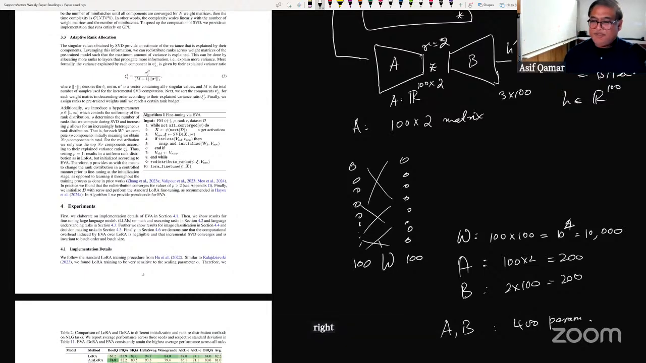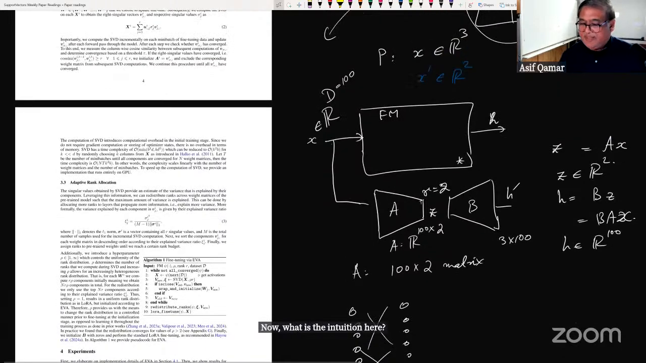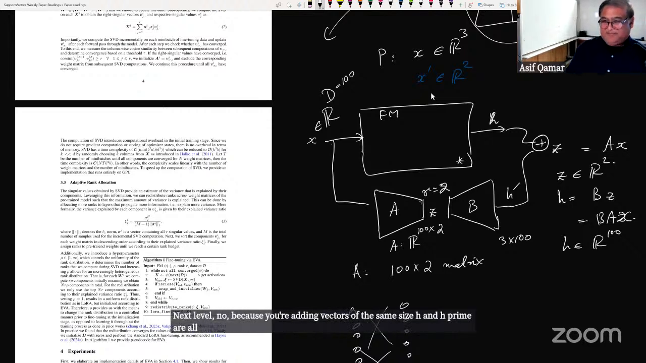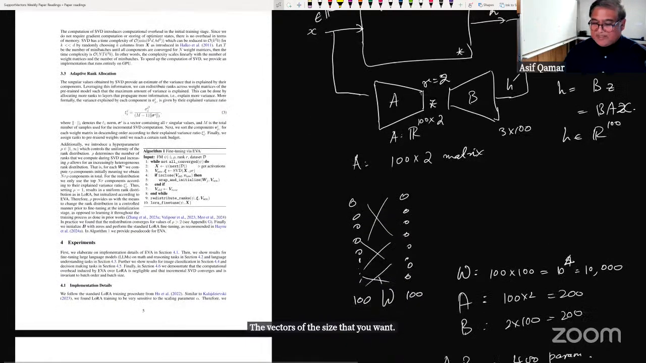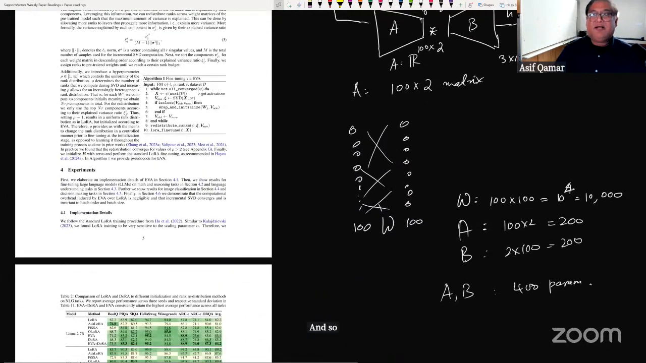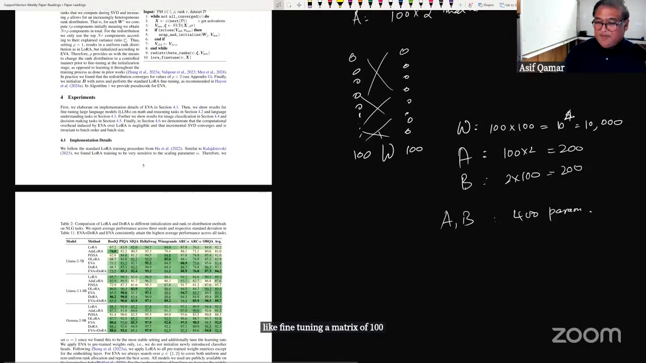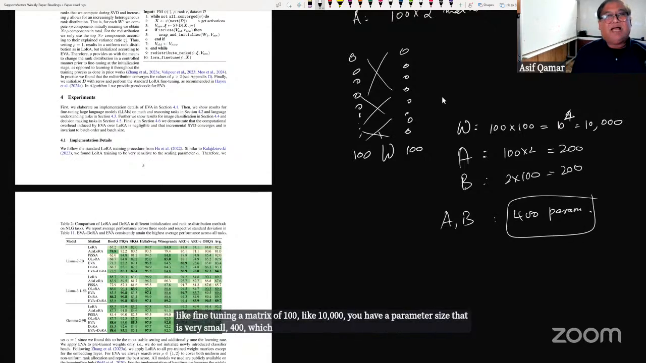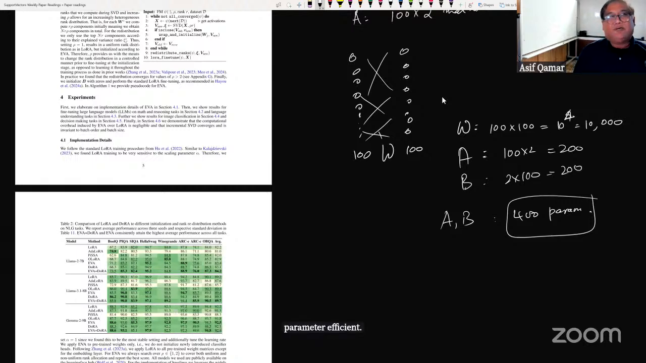Now, what is the intuition here? You are saying that take this and add these two results and give it to the next layer. The next layer won't know, because you're adding vectors of the same size. H and H prime are the vectors of the size that you want. And so instead of fine-tuning a matrix of 10,000, you have a parameter size that is very small, 400, which explains the word parameter efficient. This LoRA model is parameter efficient because it has very few parameters.